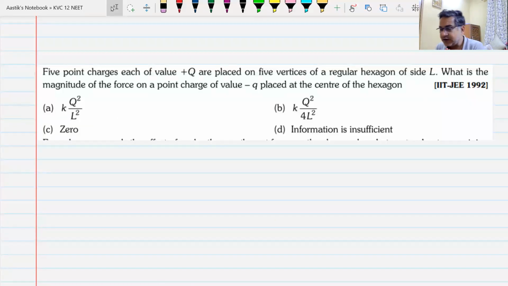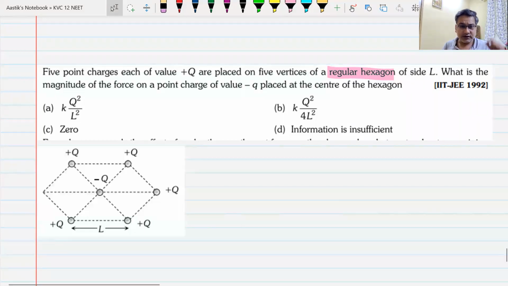Now, this is a question where 5 charges are placed on the vertices of a regular hexagon. Now, this question can be asked in different ways, but this is the most common way in which it is asked. Normally, the diagram is not given, but in your case, if they ask you this question, probably the diagram would be given. So let me show you the diagram also. The diagram is like this, and then they ask you what is the force on the central charge. You can easily do it.